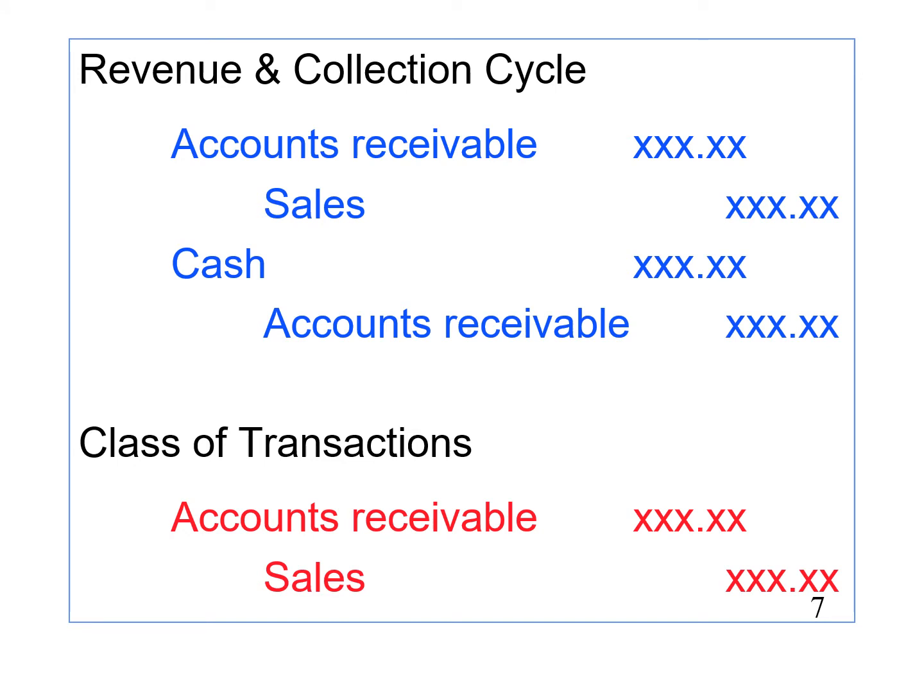We're going to talk about the revenue and collection cycle this quarter. Credit sales are a significant class of transactions. Cash receipts are a significant class of transactions. If we put them together, we have the revenue and collection cycle. What that means is information about two accounts will give us information about the third.